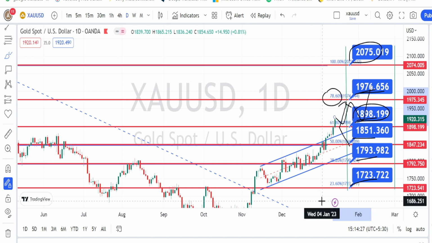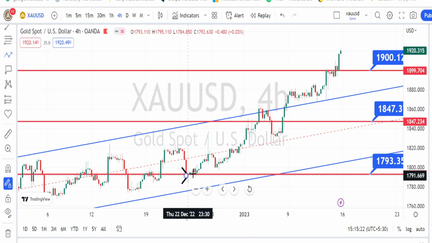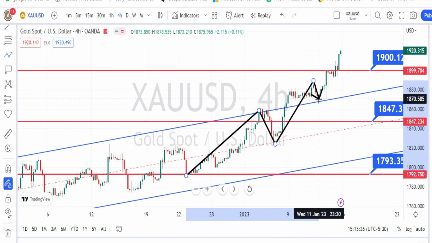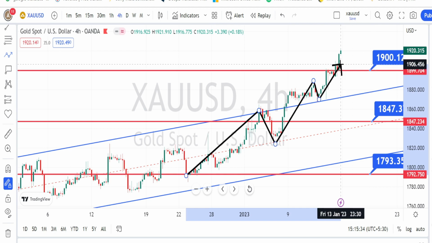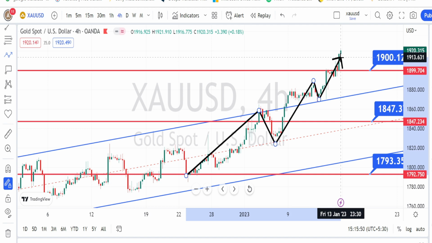Let us look at the price action in 4 hours time frame. I am in 4 hours time frame, and when we look at the price action in 4 hours time frame also, it is in a continuous bullish trend. It has also broken the resistance level of 1900, and we can see it forming a bullish candle without any wicks on the bottom, which shows the strength of the bullish trend in 4 hours time frame.